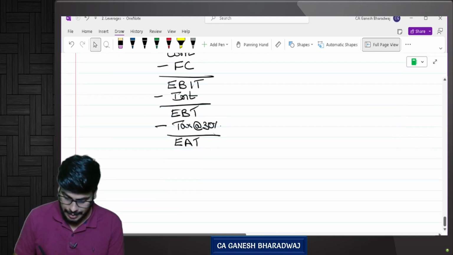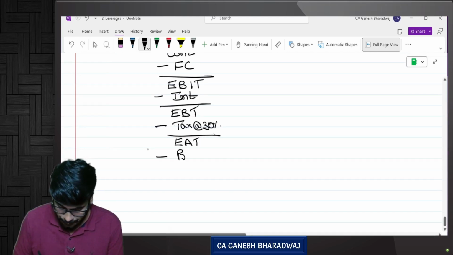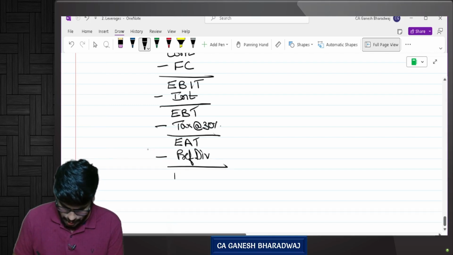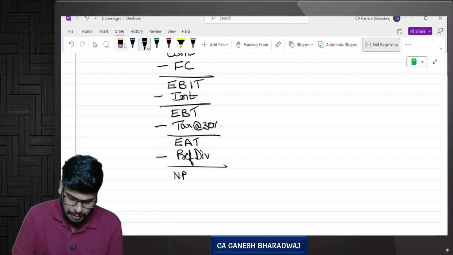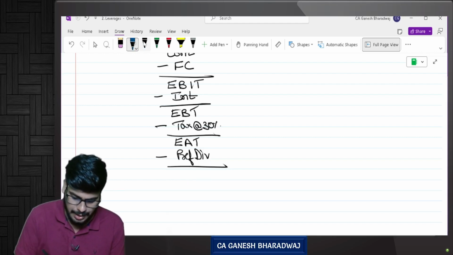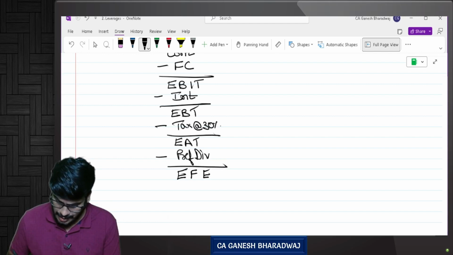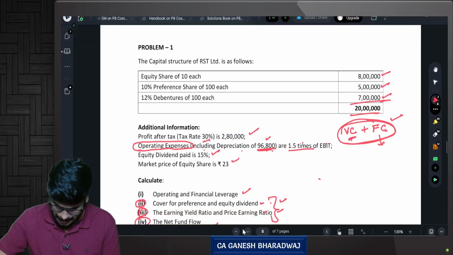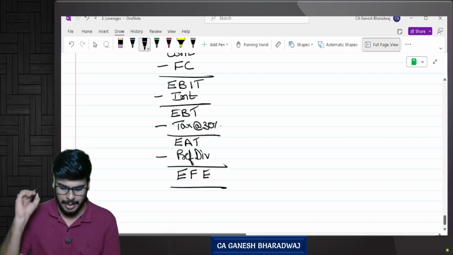Yes, and then from earnings after tax minus what? Minus preference dividend, you get what? You get net profit available for equity shareholders, or we will call this EFE, that is earnings for equity shareholders. Just call it like this. Fine. And then have they asked for EPS and all? I don't think so. They have not asked for EPS, so we can stop it here. Are you clear with this?